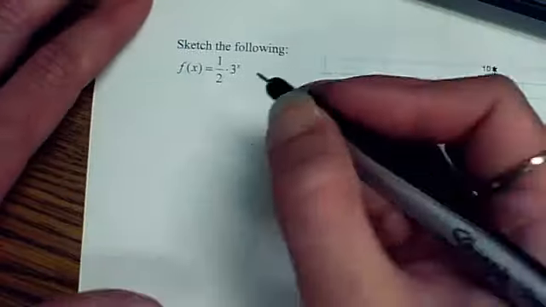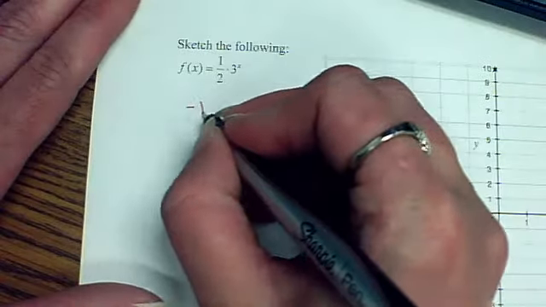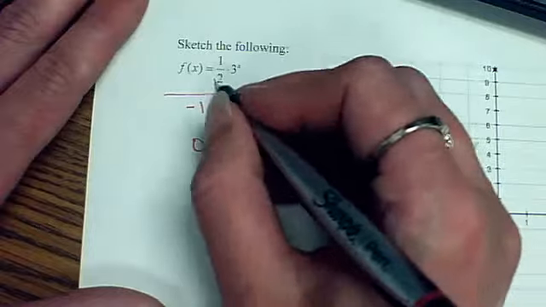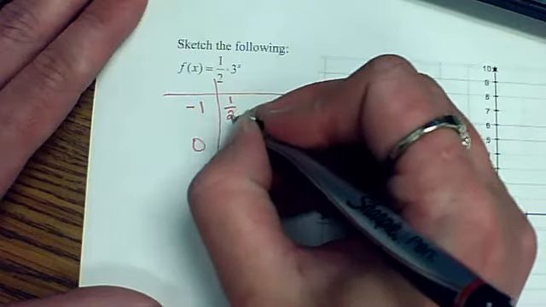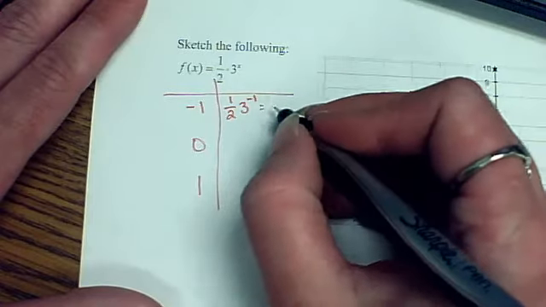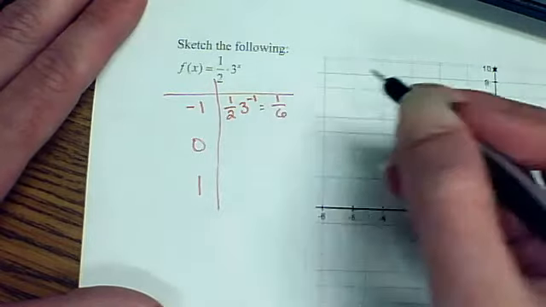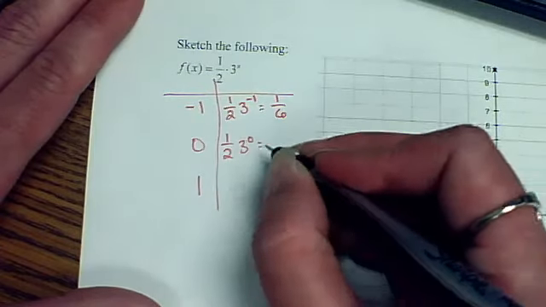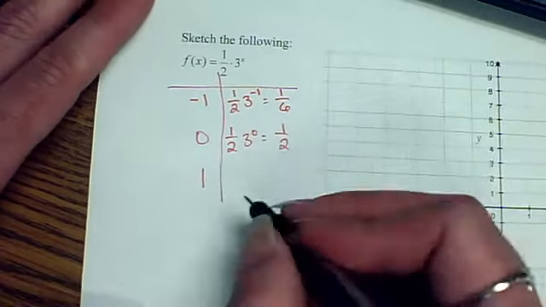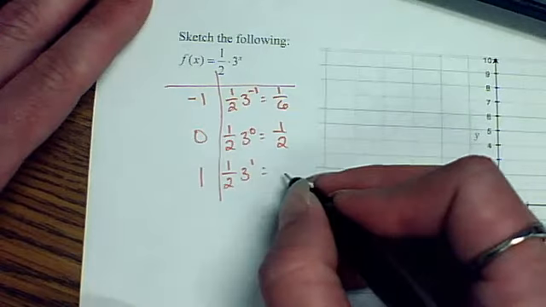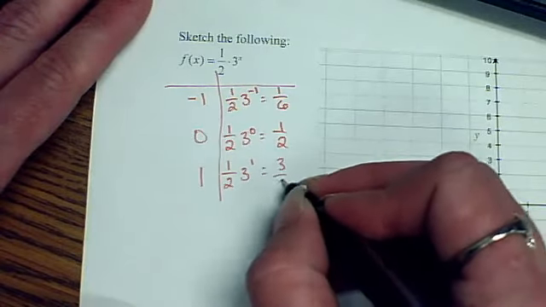So gosh, I don't even know if we really need to do all these, but we will. Negative 1, 0, and 1. This really makes it the easiest. So 1 half of 3 to the negative 1. Well, 3 to the negative 1, that's 1 third. So that ends up giving me 1 sixth. 1 half of 3 to the 0 is just going to give me 1 half. 1 half of 3 to the 1 is going to give me 3 halves.